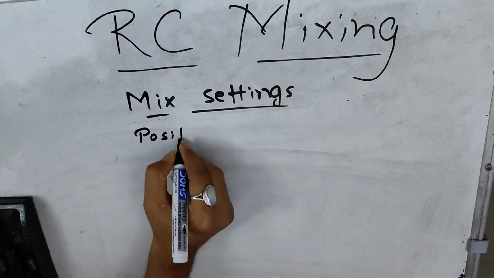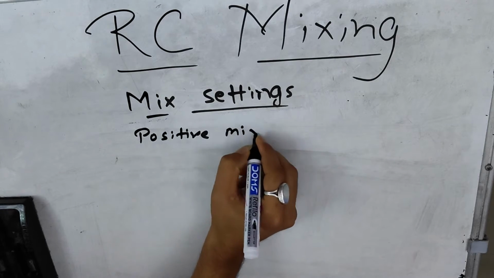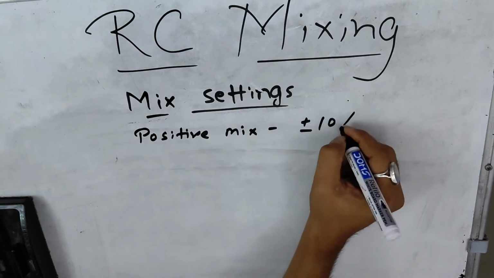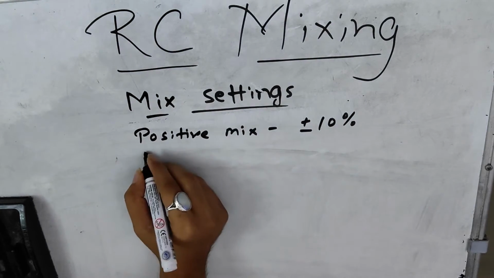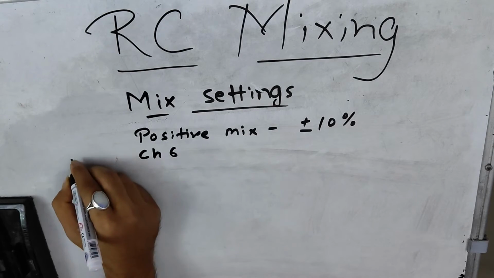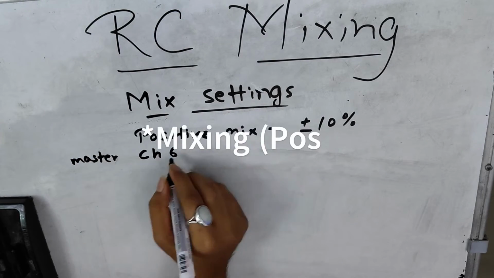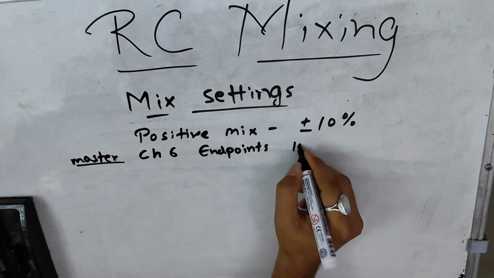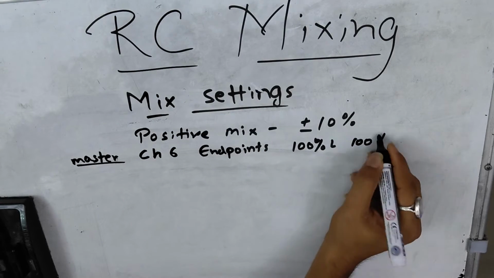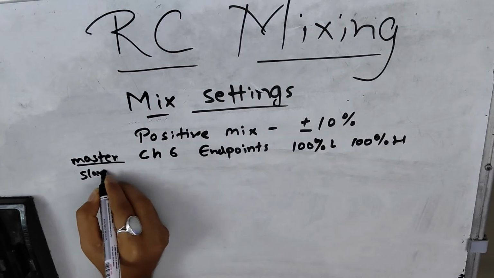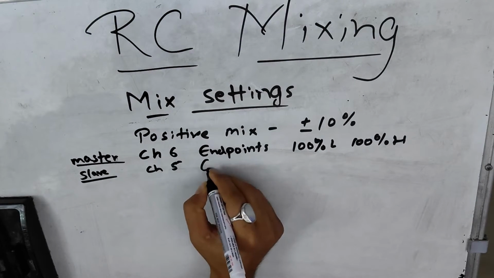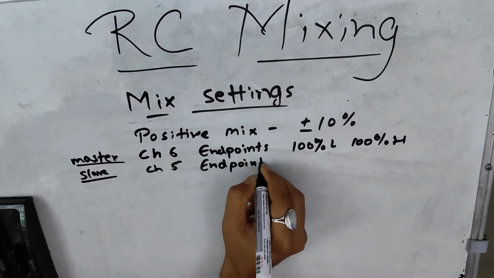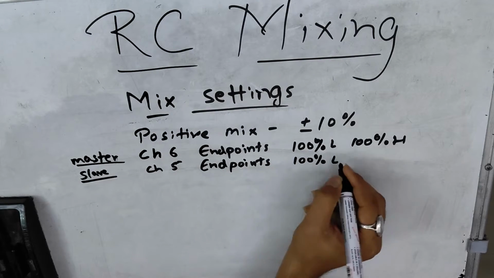Next, in the mix settings, we'll be talking about positive mix. In this case also, our example will consider plus and minus 10%. Our master channel is channel 6, and slave channel is channel 5. Endpoints of both would be 100% in this case, and the offset, let's start with plus 10%. Again, the difference of the extreme ends is 1000 and 10% of that is 100.